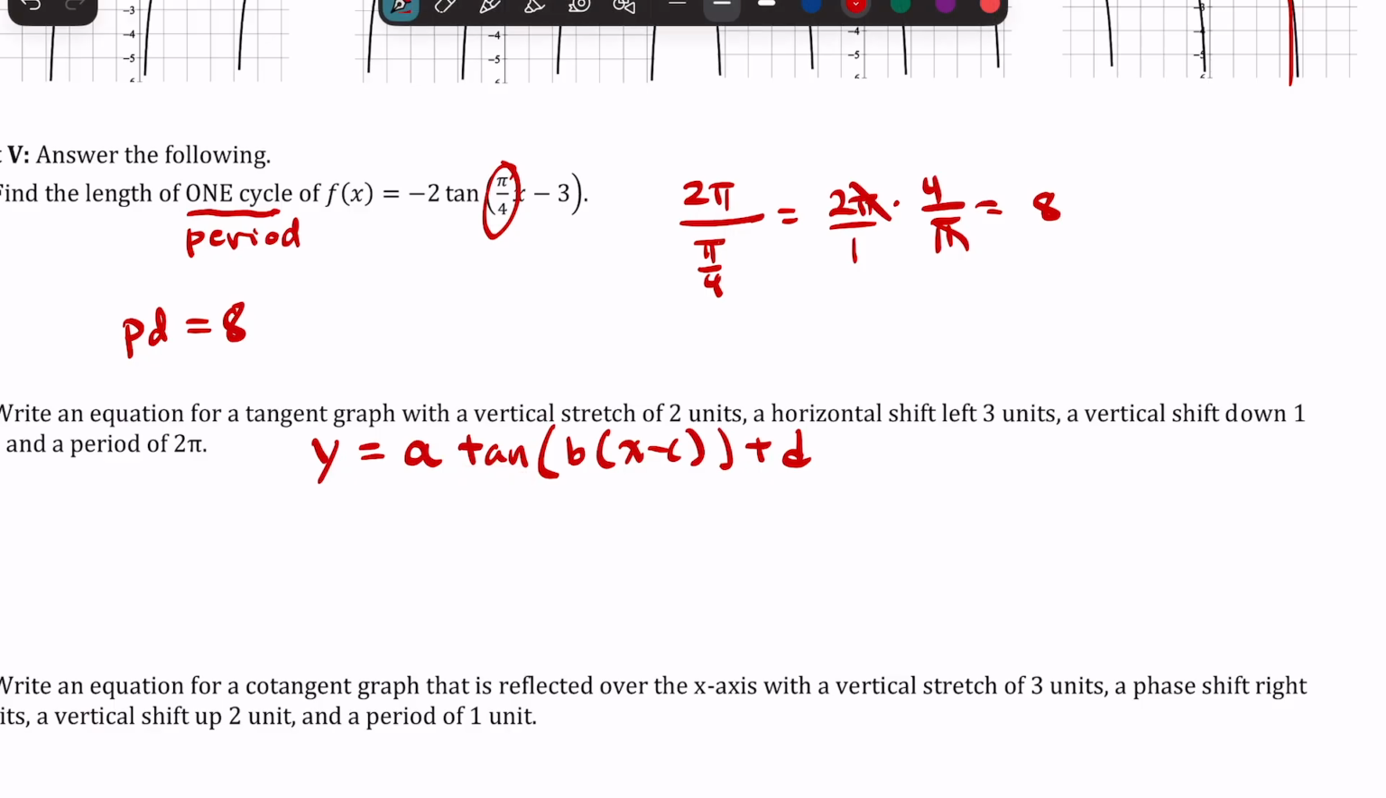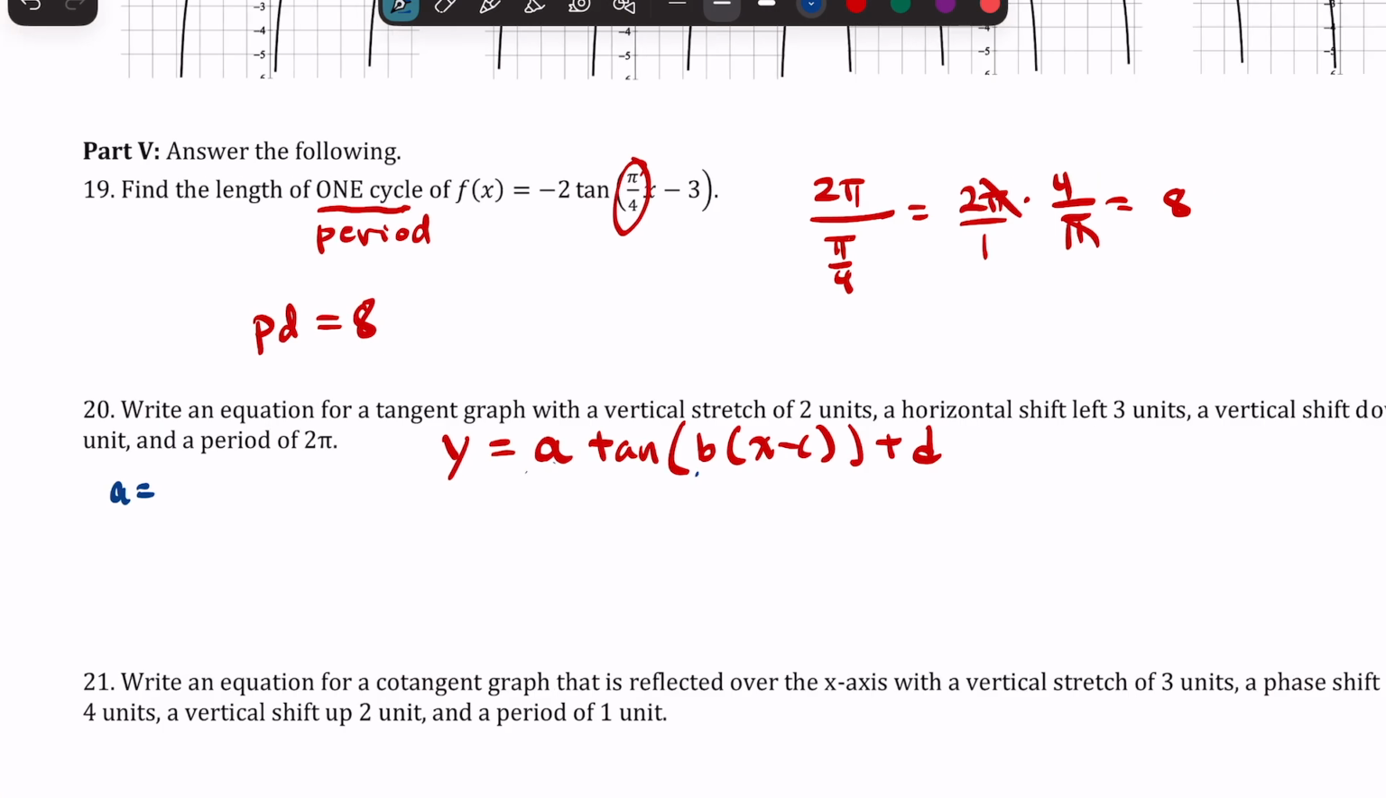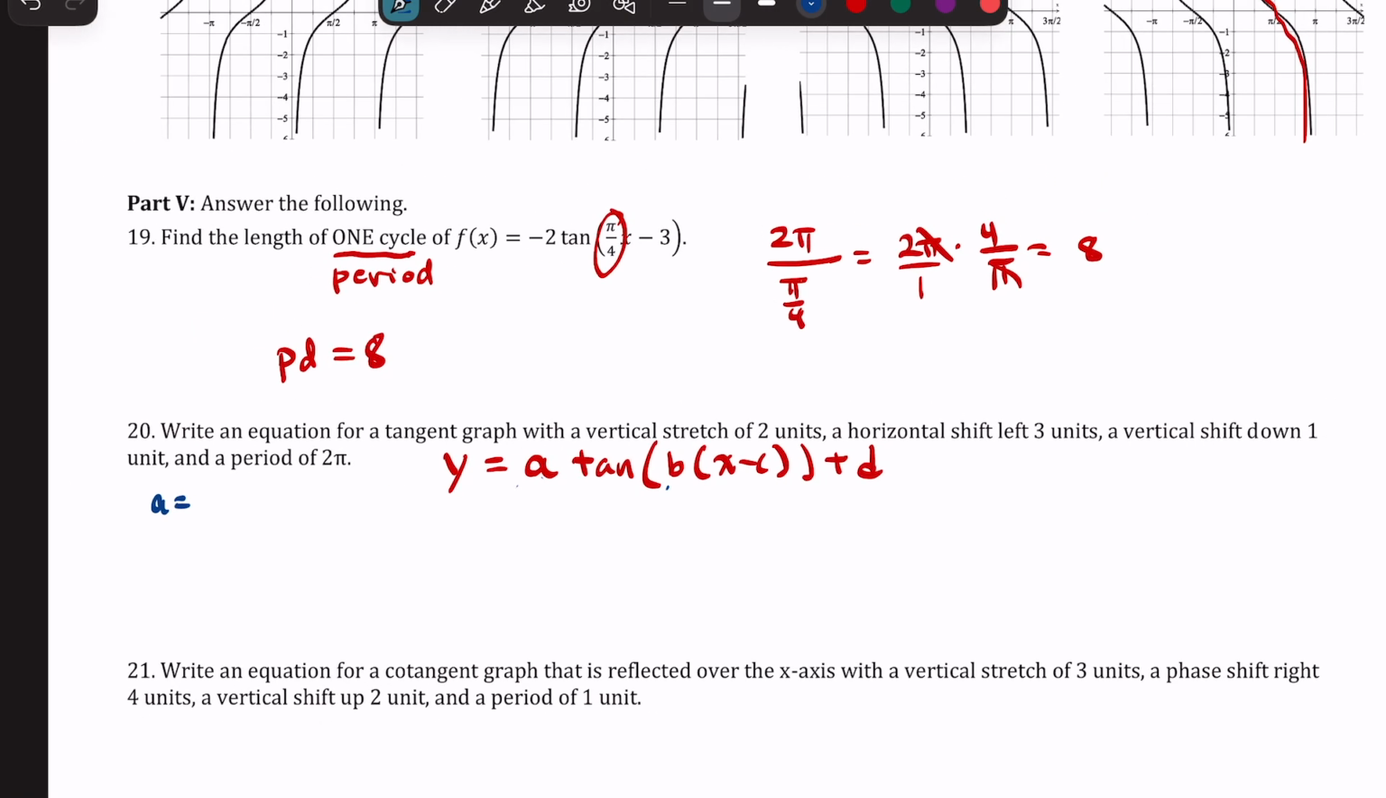All right. So remember, A is your vertical stretch or compression, so your vertical dilation. This is your horizontal dilation. This is your horizontal shift. This is your vertical shift. Cool. So we're just going to go fill those in. I've got A is, my vertical stretch is of 2. So I know A is 2.